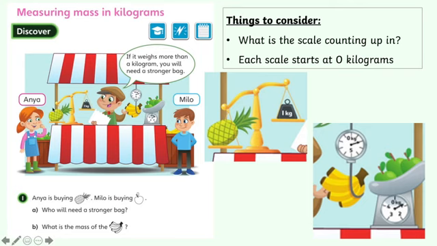Now, it's very difficult to see in such a small picture here, so I've made some bits of it bigger for you. I've made the balance with the pineapple bigger, and I've made the bit with the bananas and the apples bigger as well. And it's a little bit blurry, but here we've got the symbol kg, and that means kilograms. And it's the same symbol there as at the start of these weighing scales here. They both start at 0 kilograms. So think about what is the scale counting up in, and remember that each scale starts at 0 kilograms.